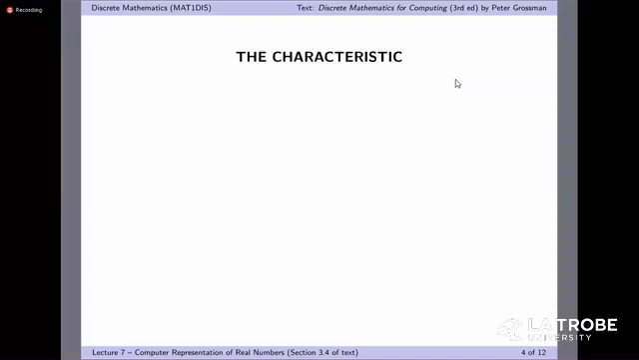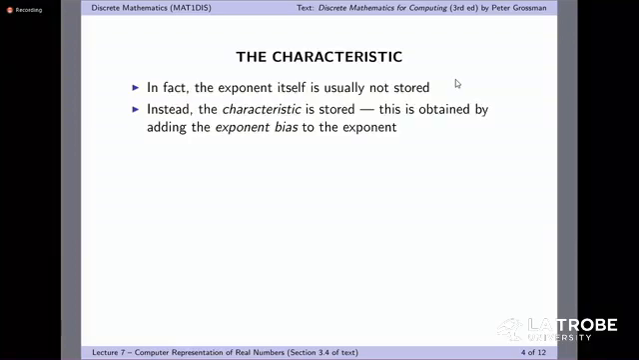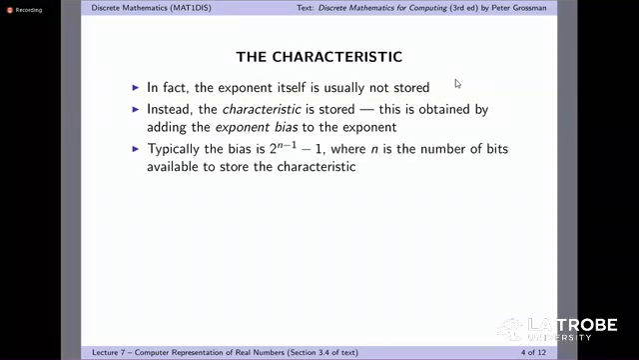But before that, we don't directly store exponents. For example, in some of the questions, you noticed that the exponent was 2 to the power 4, for example, or -3. We don't exactly store 4 there. Instead, we use a characteristic. Okay, what's a characteristic? The characteristic is the exponent bias added to the exponent. You add that to the exponent.